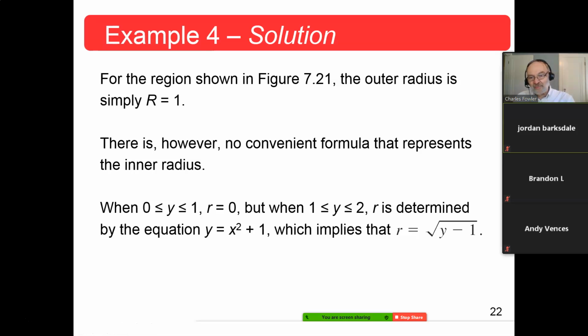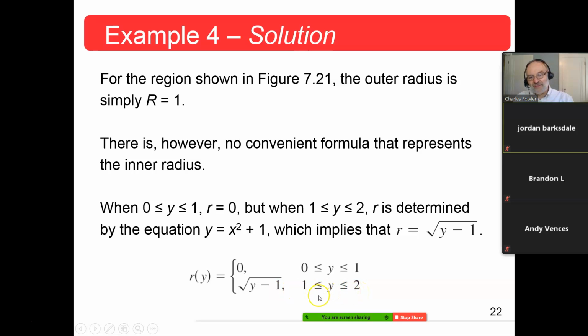You don't need the plus or minus, you just need the positive. So that's where they get little r then, is square root of y minus 1 for that upper part. Okay, so this is how they write it as a piecewise defined function: 0 from 0 to 1 and square root of y minus 1 from 1 to 2.